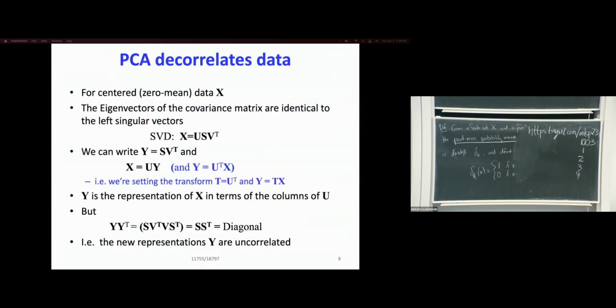You can even see the proof here. If we have X equals USV transpose, every matrix can be decomposed with the SVD, right? If we let the right-hand side be Y, that is SV transpose, then if you do YY transpose, you'll get SV transpose V S transpose, which is SS transpose, and this is diagonal. Anytime you see a diagonal matrix, that's your gateway to say the variables are uncorrelated. I think you had a similar problem on homework 1. You can prove that YY transpose from the SVD is uncorrelated.